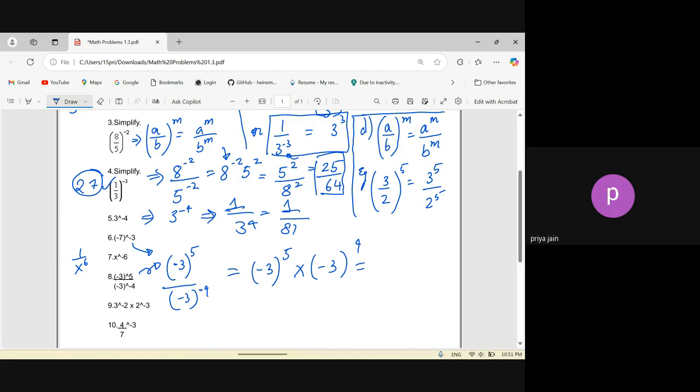So what I do next is I check the bases over here. They are both negative 3. So this is the case where if I put negative 3 as a, then I have a to the power n times a to the power n as a to the power m plus n. So this would be negative 3, 5 plus 4. That gives me negative 3 to the power 9. Now 9 is an odd power, so that's why I'm going to have a negative 3 power 9.